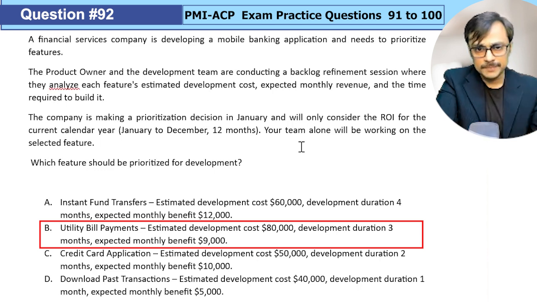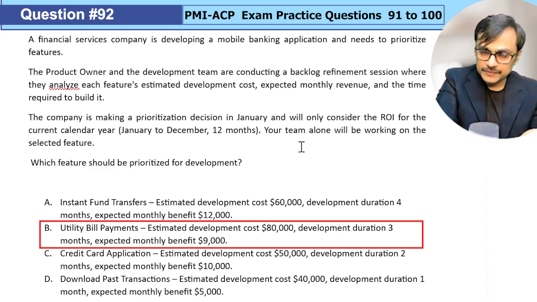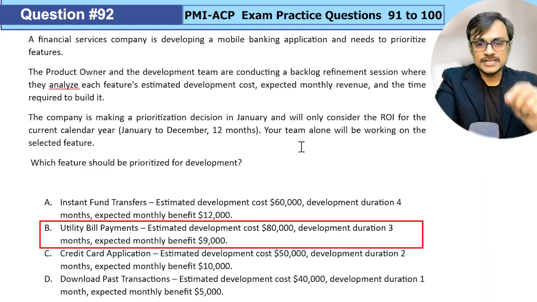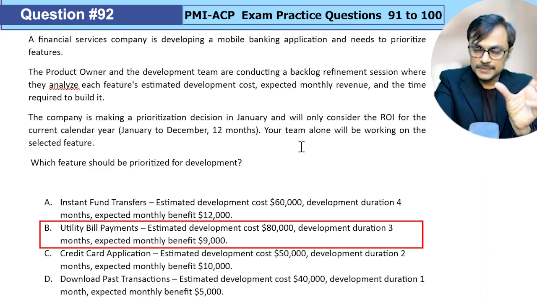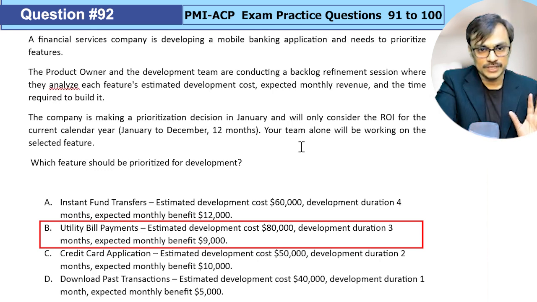The next thing is development cost is directly given. Expected revenue is something that needs to be calculated. So expected revenue is also given. Monthly expected revenue is given. Now it is also given that 12 months is the overall estimated duration which you have to use for calculation.